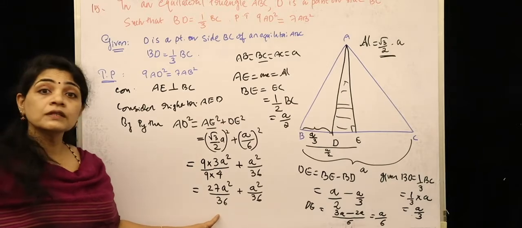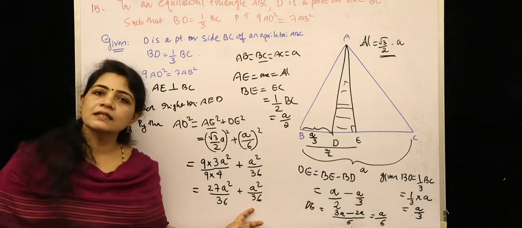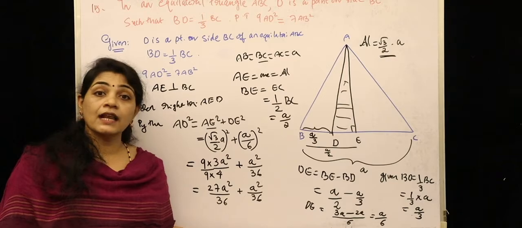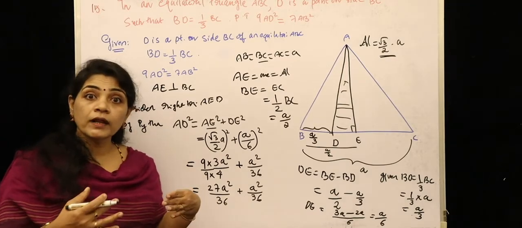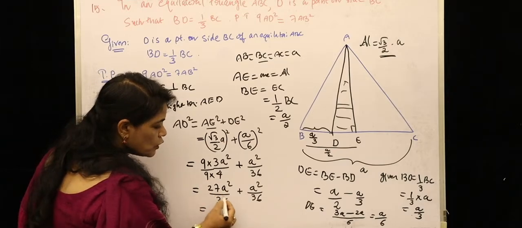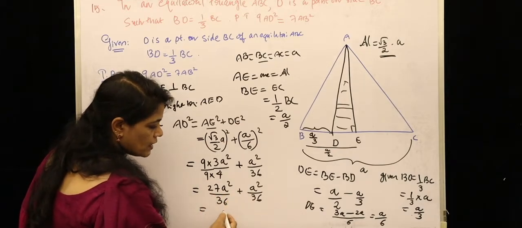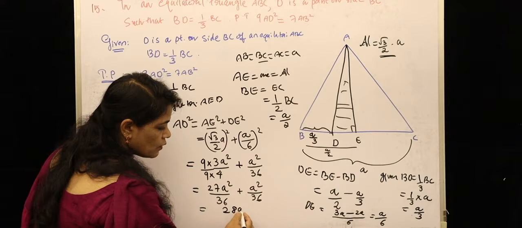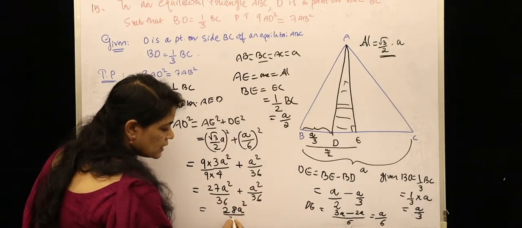See how this comes, is it clear, children? So 36 is the new denominator. So this is a like fraction. By adding the numerators and keeping the denominator the same, that is the way we can add like fractions. So 27A square plus 1A square is 28A square, divided by 36.